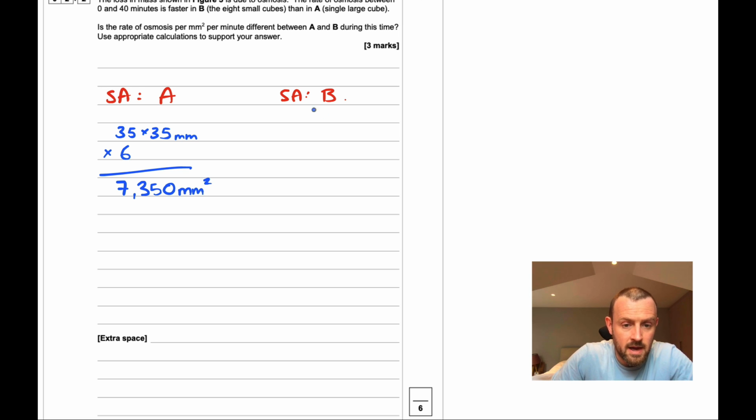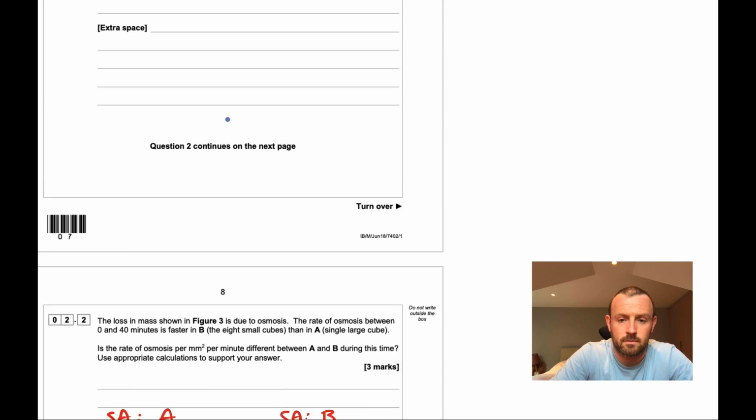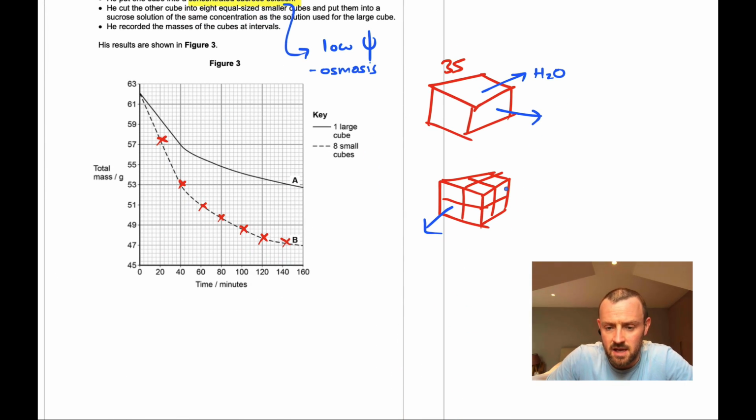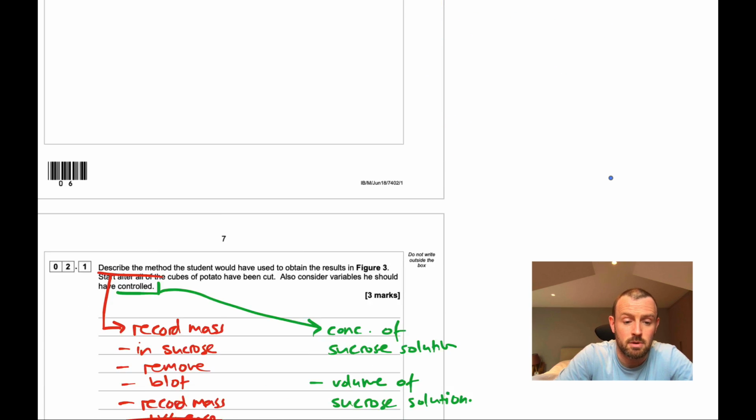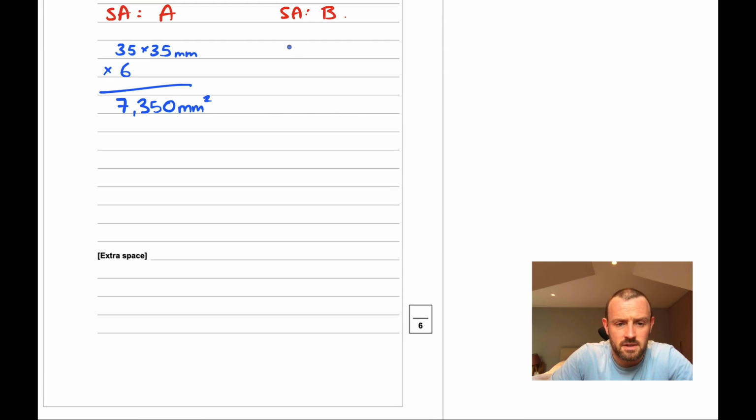millimeters squared. And on B, okay, so let me just think. So each face here, what's the side length? It's half of 35, which is 17.5. Yeah, 17.5 is the side length of each cube. So this one is 17.5 squared, times 6, and then there's 8 cubes, times 8. Okay, so what's that? 17.5 times 17.5 times 6 times 8. So we've got 14,700 millimeters squared.